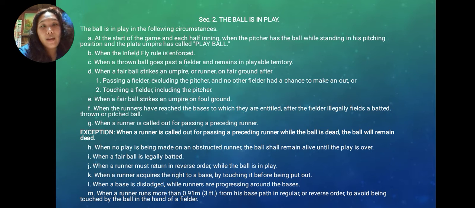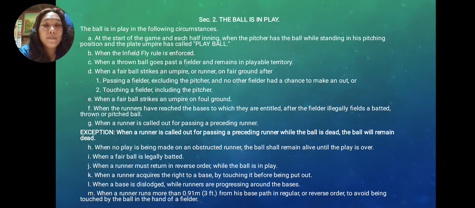Letter I, when a fair ball is legally batted. Letter J, when a runner must return in reverse order while the ball is in play. Letter K, when a runner acquires the right to a base by touching it before being put out. For letter L, when a base is dislodged while runners are progressing around the bases.